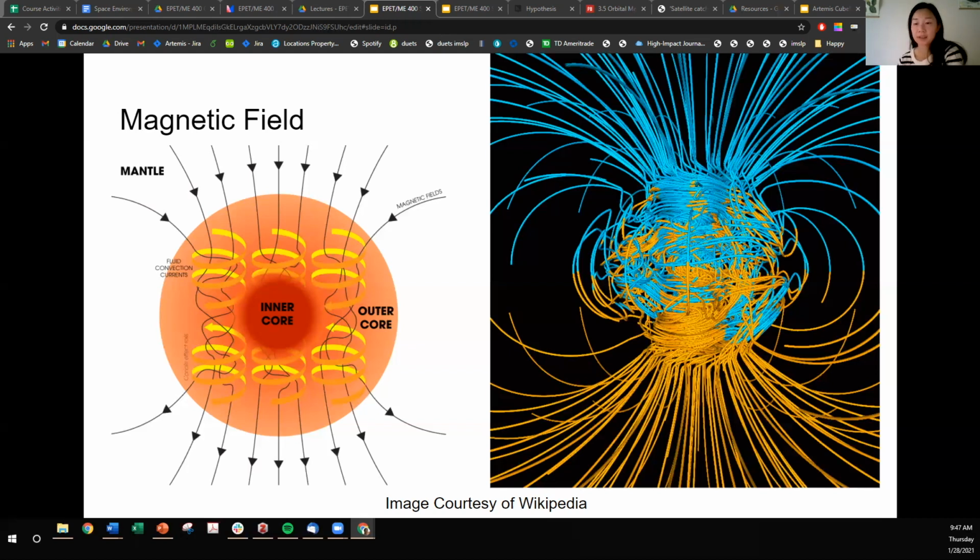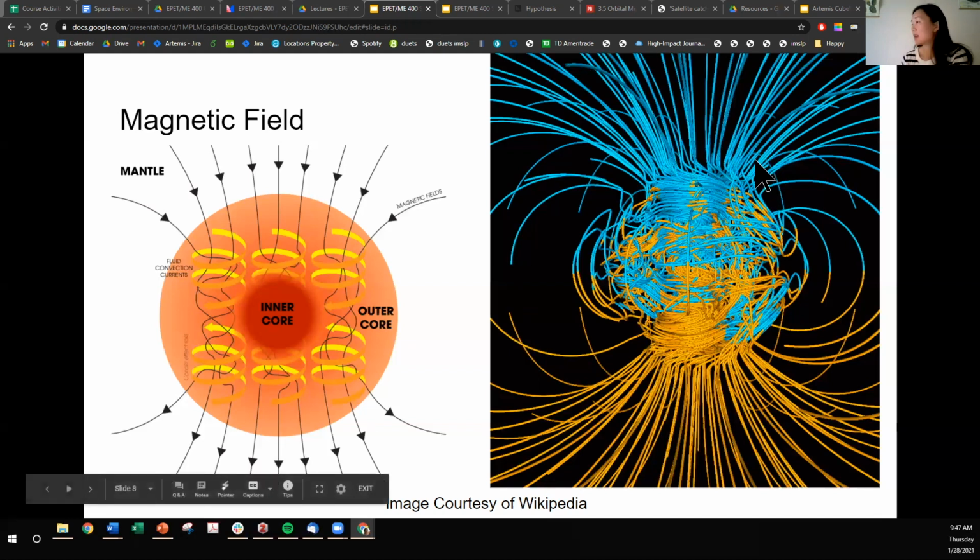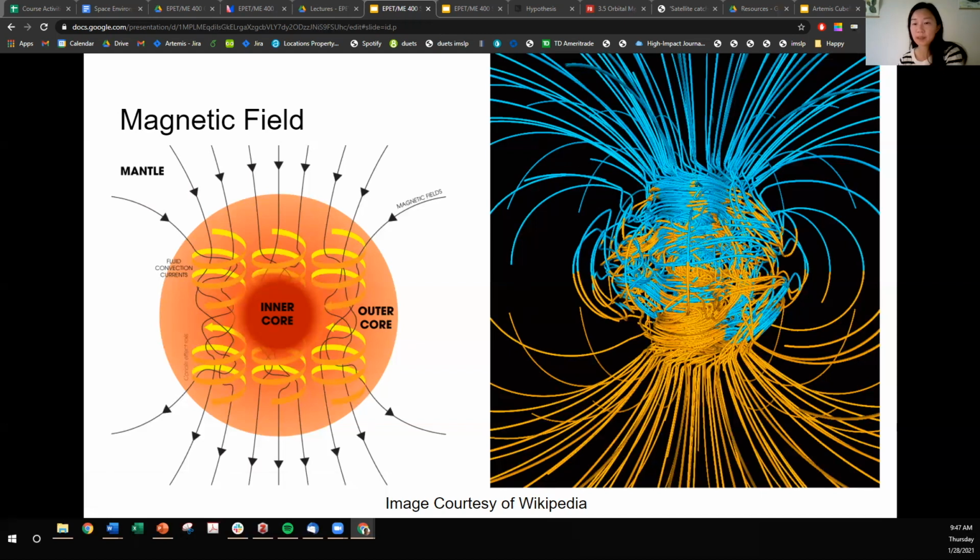the magnetosphere is the region above the ionosphere that is defined by the extent of the Earth's magnetic field in space. This is a computer simulation of that magnetic field. It extends several tens of thousands of kilometers into space, protecting the Earth from the charged particles of the solar wind and cosmic rays that would otherwise strip away the upper atmosphere, including the ozone layer that protects the Earth from the harmful ultraviolet radiation.